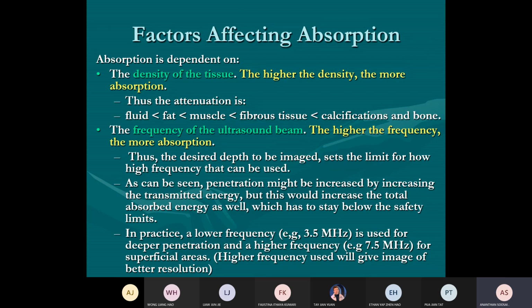I already highlighted this. The factors affecting absorption are two: the density and the type of tissue. The denser the tissue, the greater the absorption. Bone, of course, and calcification absorb the most ultrasound. The second factor is the frequency of the ultrasound. The higher the frequency, the more absorption.